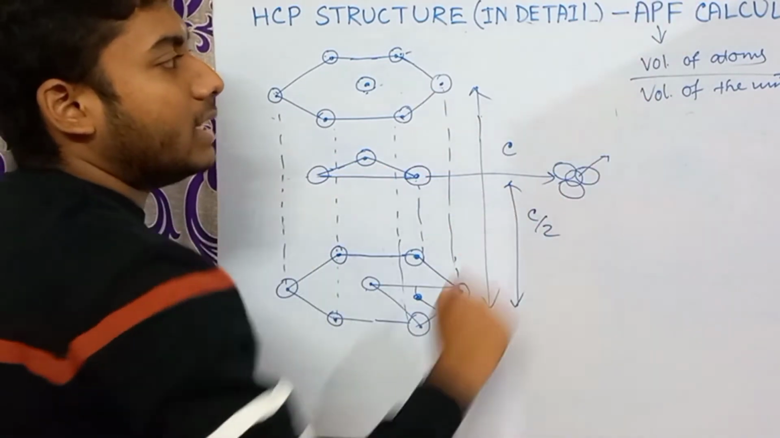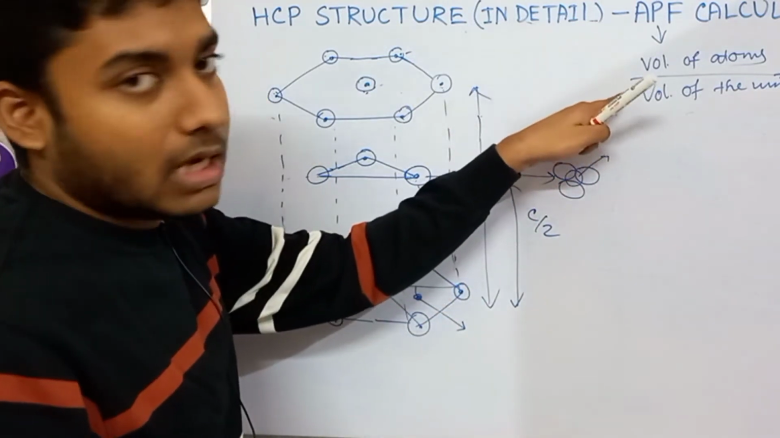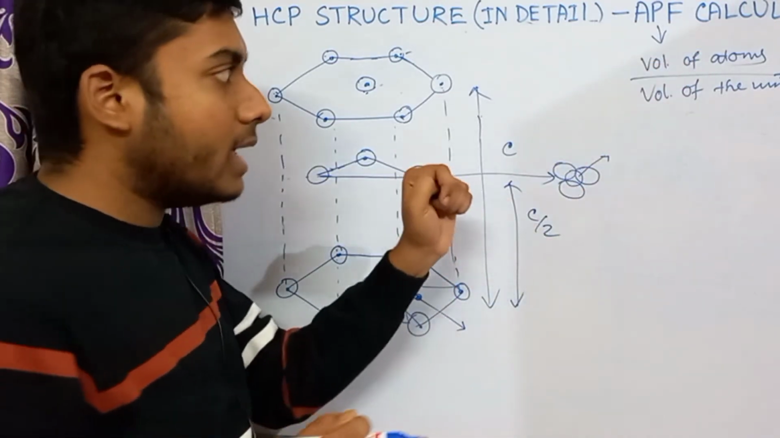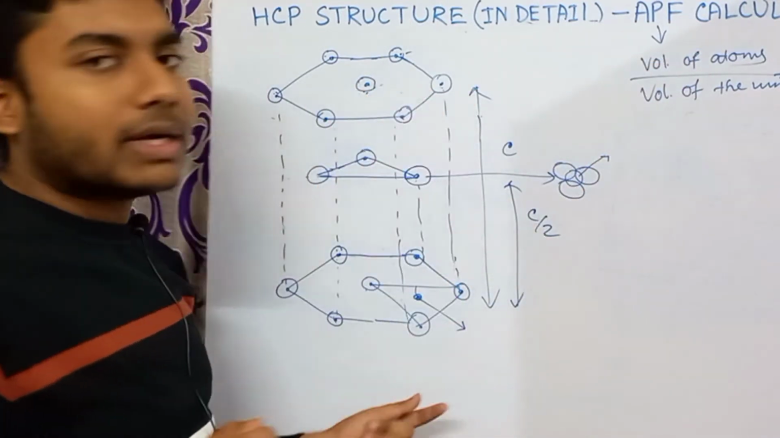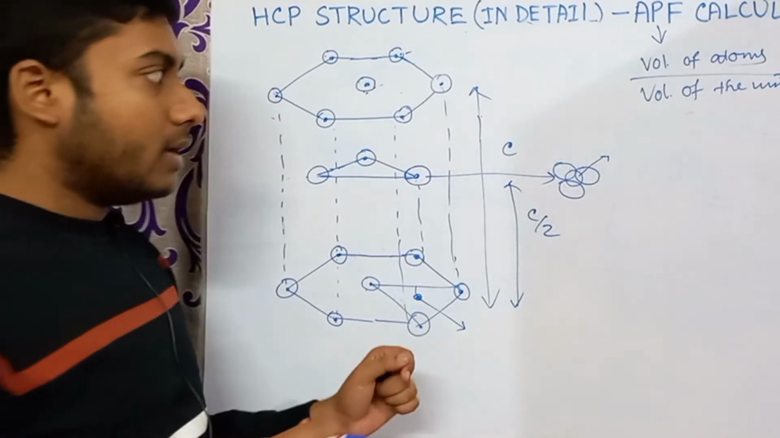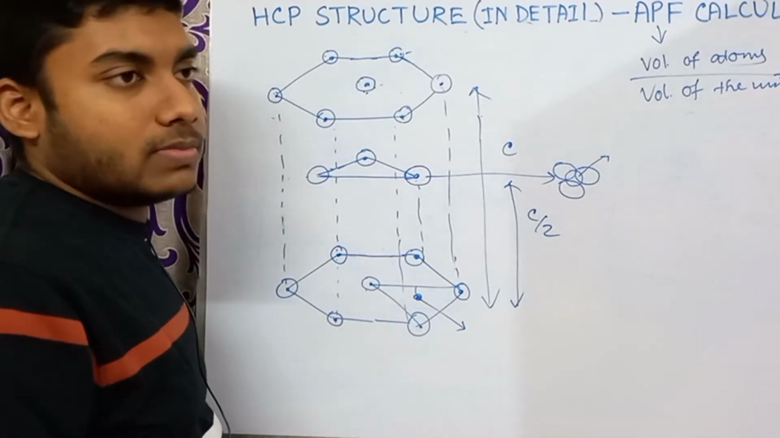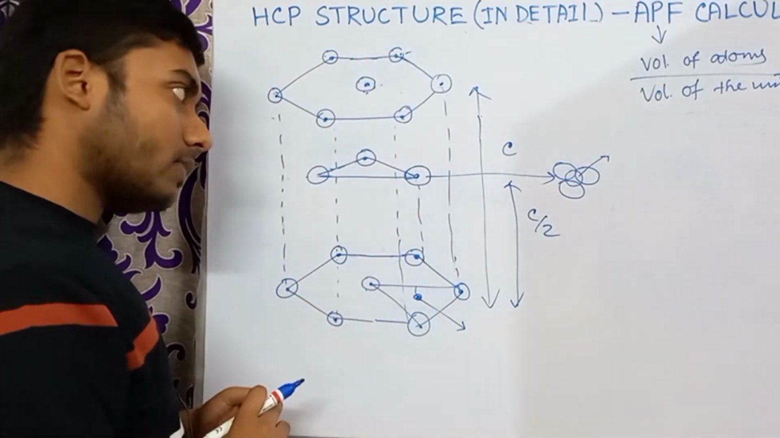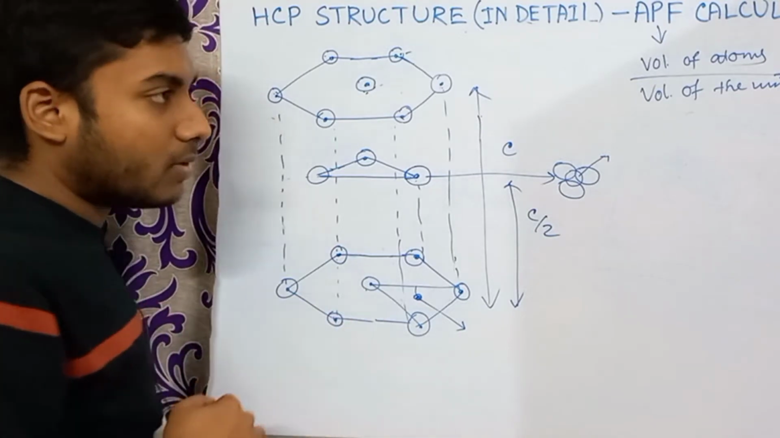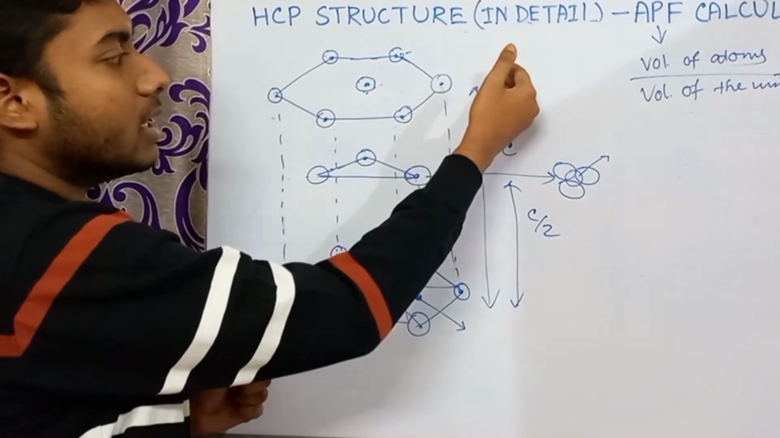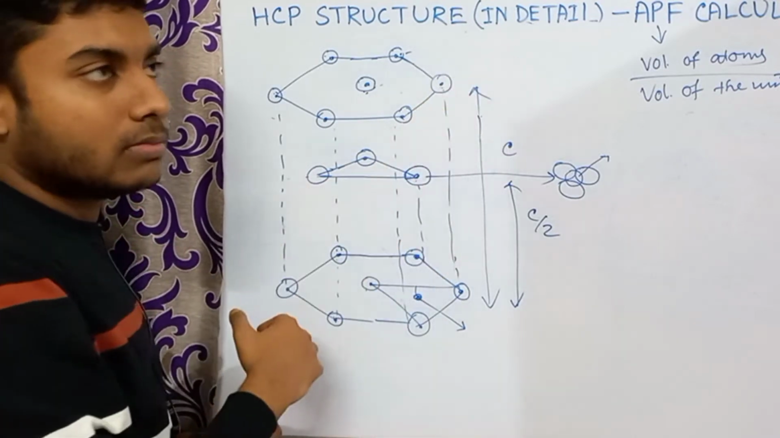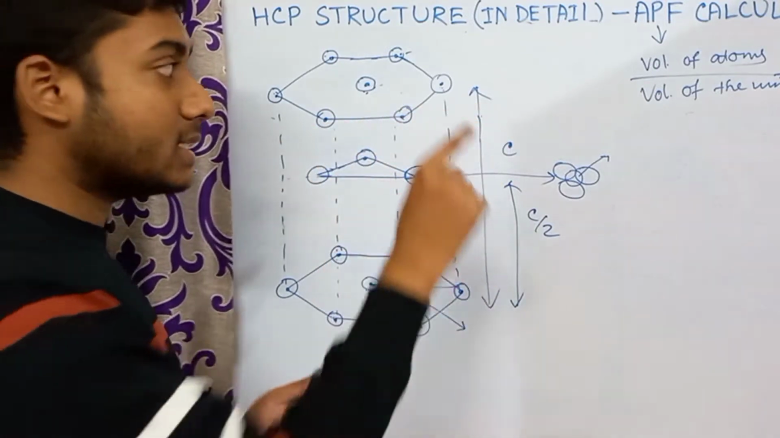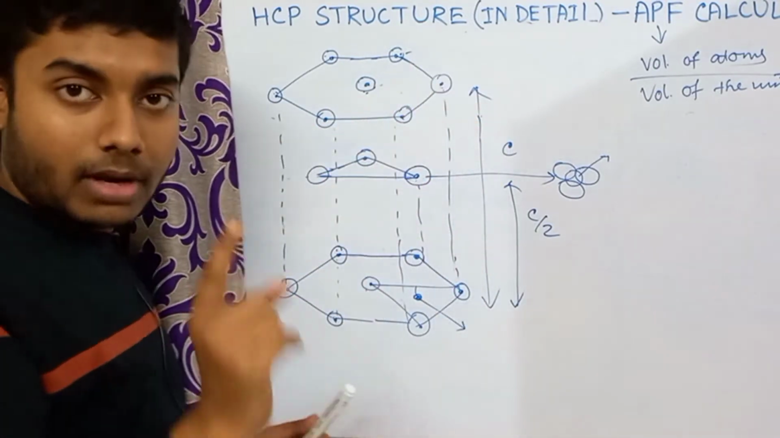Now to find the APF, the atomic packing fraction, this is our formula. So we have to calculate the volume of atoms. I have to calculate the number of atoms in a unit cell. But what will be the number of atoms? These are not the actual number if we just count the total number of atoms, because this atom is shared with the nearby unit cells. So we have to calculate how many unit cells share this atom.